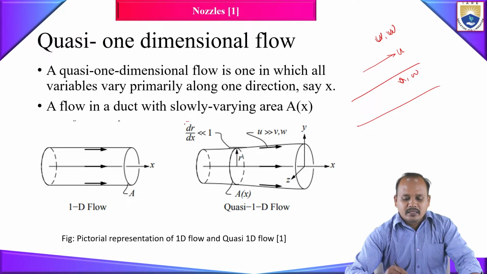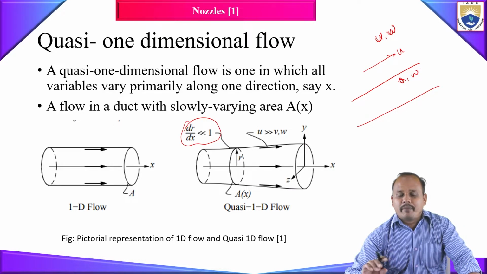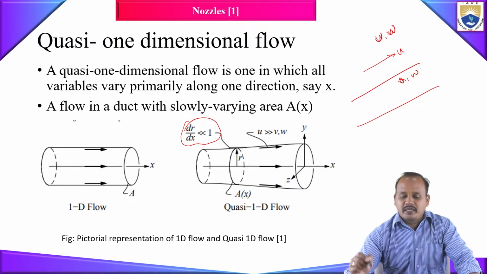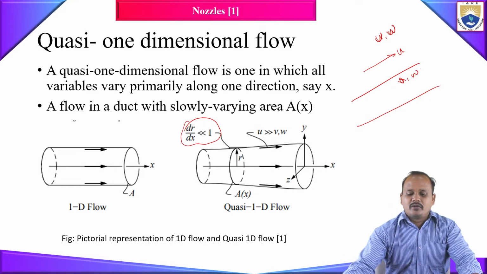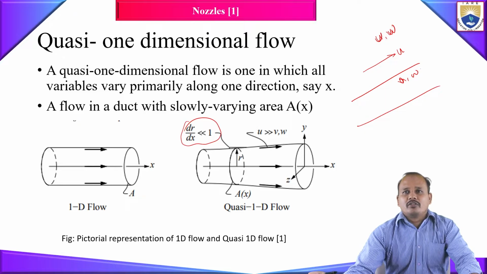For example, if I take a cylindrical passage, dr by dx is going to be much less than 1. Even though there is a change in area, the change is very gradual or very small. When the flow passes through this type of passage, we call it quasi one-dimensional flow. The best examples of quasi one-dimensional flow are flow through a nozzle or flow through a diffuser.